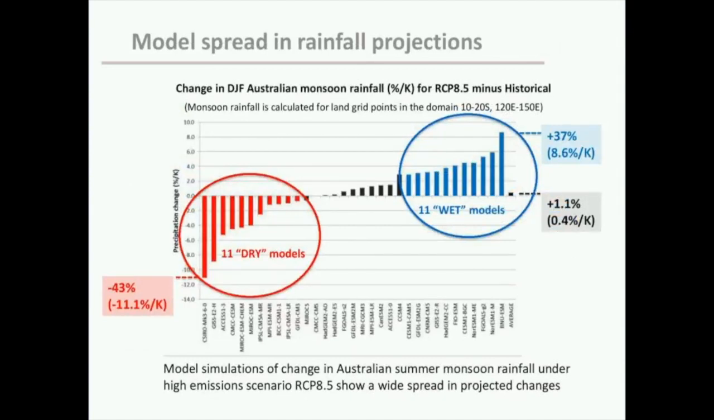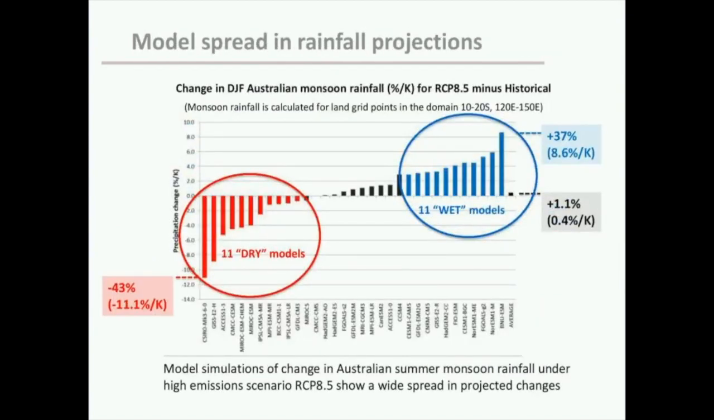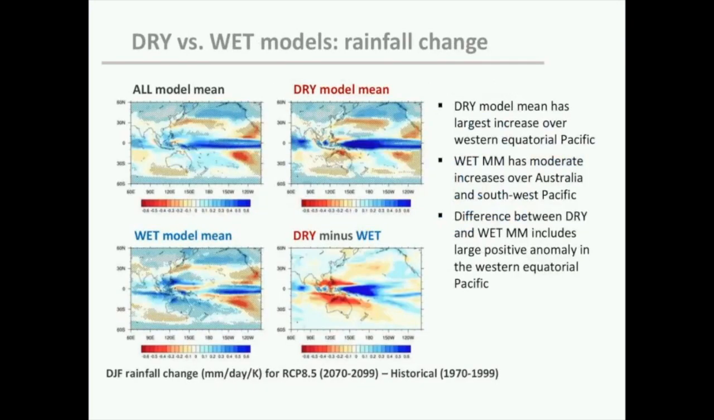Now, if we look at all the individual models and calculate an average rainfall change over that monsoon box, just shown here over Northern Australia, we find that there's quite a wide range, as I mentioned at the start, around 43% drier up to 37% wetter under the high emissions scenario. So we want to try and understand the difference between those models that are simulating drier and wetter conditions, and we group them into terciles, a dry and a wet tercile. We look at how the rainfall and temperature change for each of those groups.